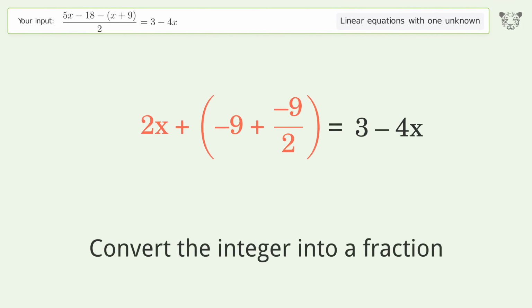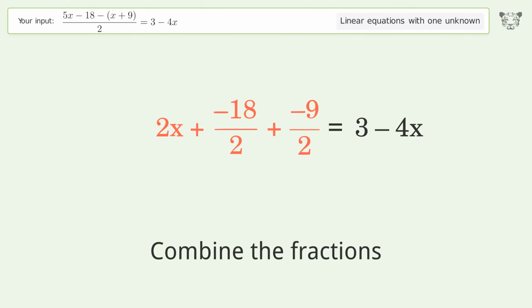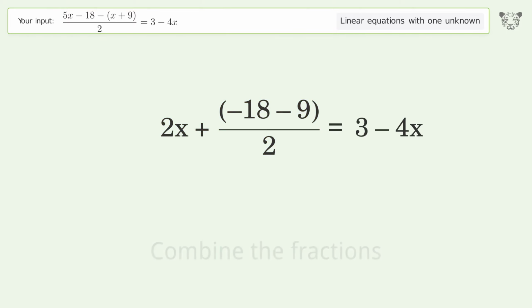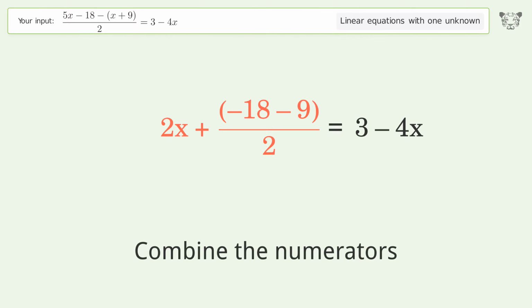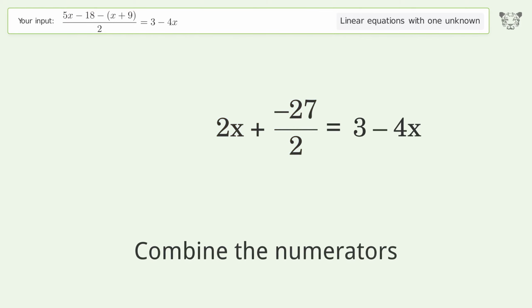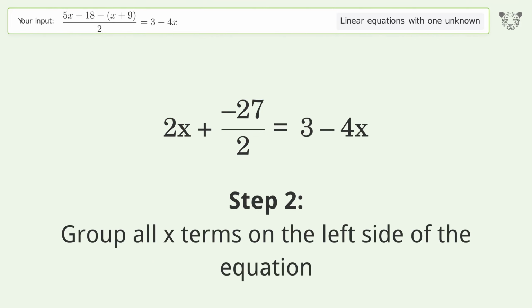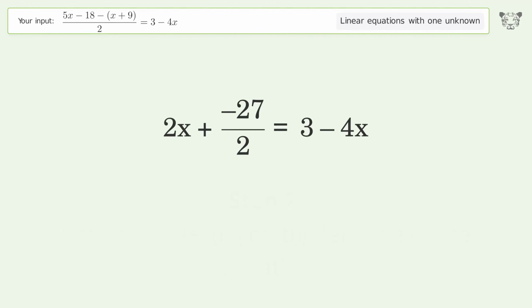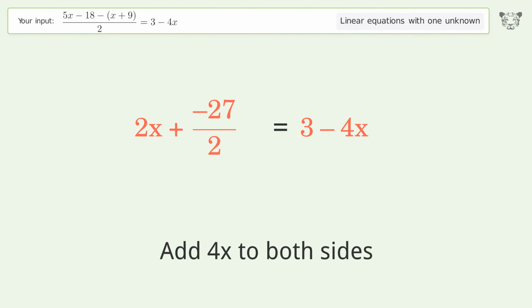Convert the integer into a fraction. Combine the fractions. Combine the numerators. Group all x terms on the left side of the equation. Add 4x to both sides.